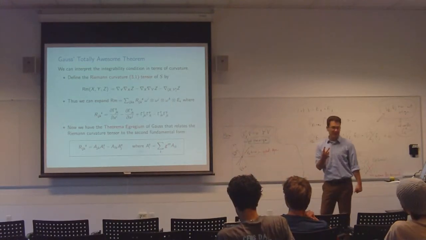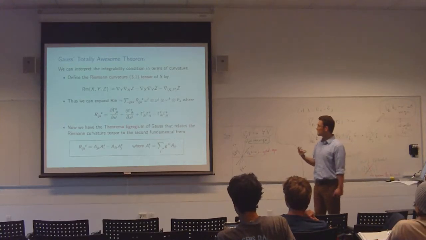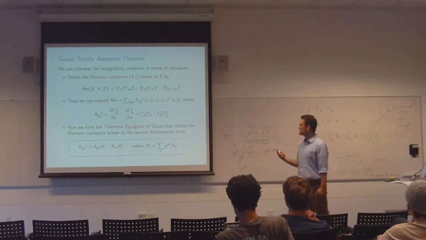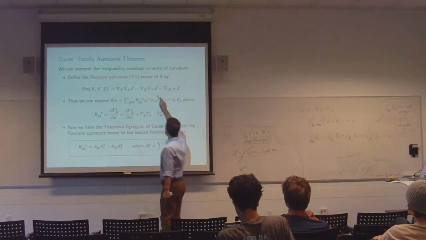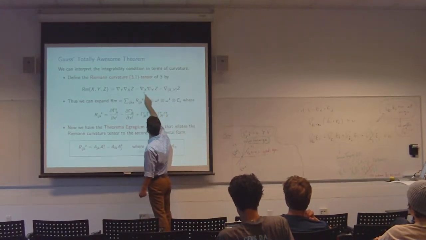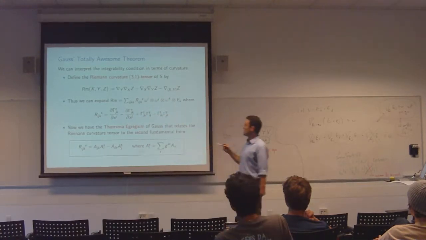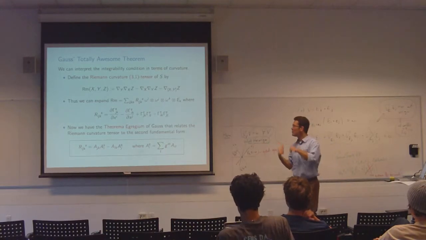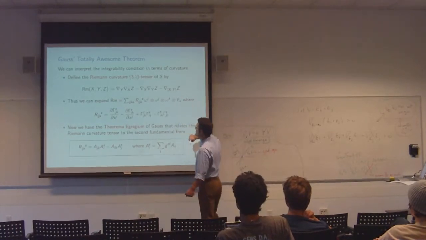The input is 3 vector fields, X, Y, and Z. The output is a single vector field. Z is a vector field; you take one covariant derivative, you get another vector field; you take another covariant derivative, you get a vector field. So each of these objects is vectorial. That makes this thing a (3,1) tensor: 3 vectors go in, one vector comes out. So this is the Riemann curvature tensor.